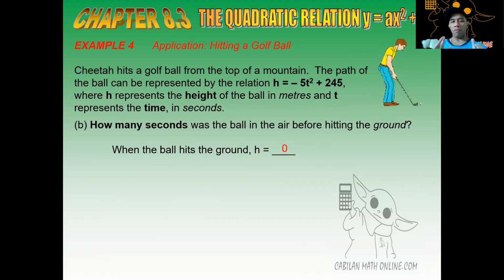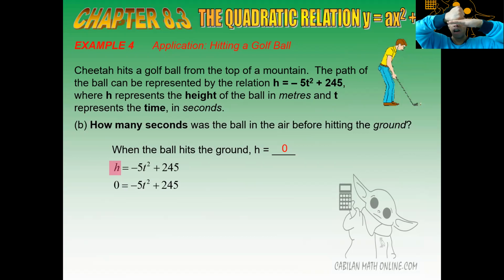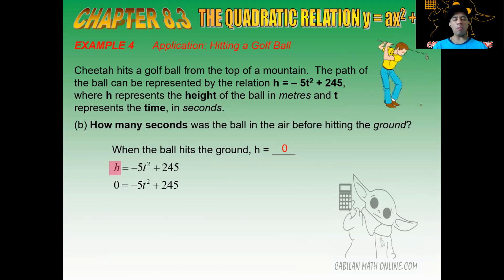Now pay very close attention to the sequence of steps because it is very critical. Always start off by writing the formula first, or the quadratic relation. The very first step is to take the h over here and replace it with the 0. This represents that we want to find out what time the ball landed on the ground after it was hit. Remember that when the ball touches the ground, it's going to have a height of 0 because there's no height. It's on the ground.